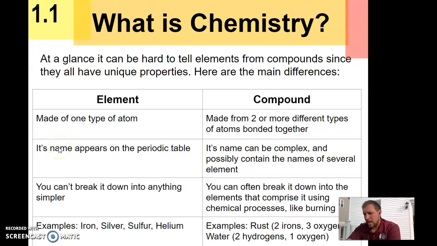So if you know something's name, if its name appears on the periodic table, it's an element. If its name does not appear on the periodic table, it is not an element. It might be a compound. Compounds often have complex, sciencey sounding names.